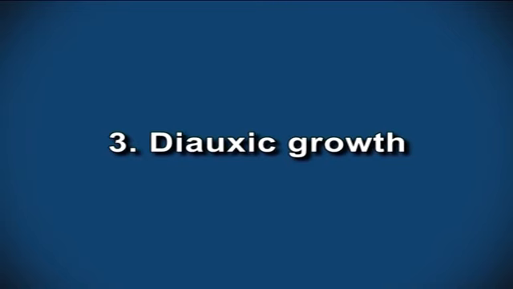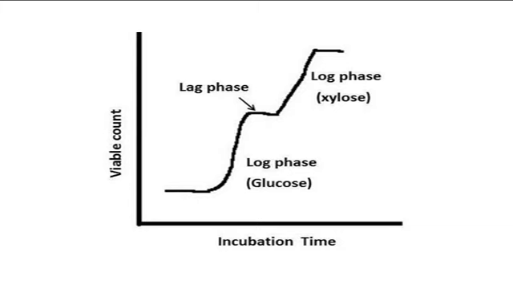Diauxic growth. It is the growth of a bacterial population wherein growth can be seen in 2 separate phases. This is due to the preferential use of one carbon source over the other. If the results of diauxic growth are plotted, a graph as shown in the figure can be obtained. This has 2 exponential growth phases separated by one transient lag phase. This is due to the catabolic repression of induced enzyme synthesis.